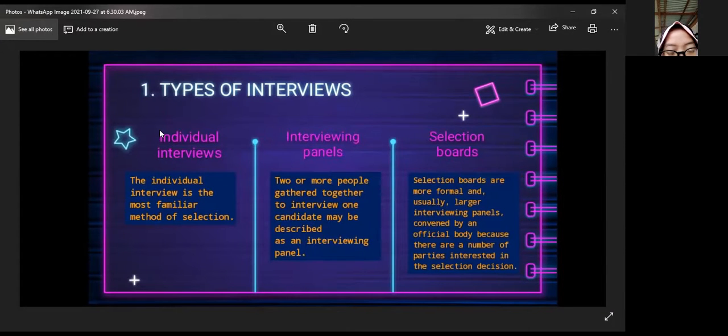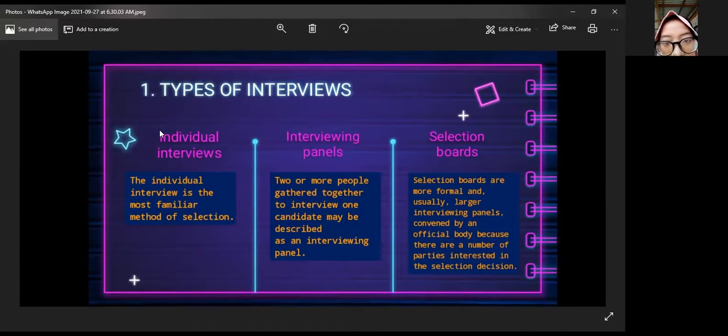The first point is types of interviews. The first type is individual interviews. The individual interview is the most familiar method of selection. It involves face-to-face discussion and provides the best opportunity for the establishment of close contact and rapport between the interviewer and the candidate.